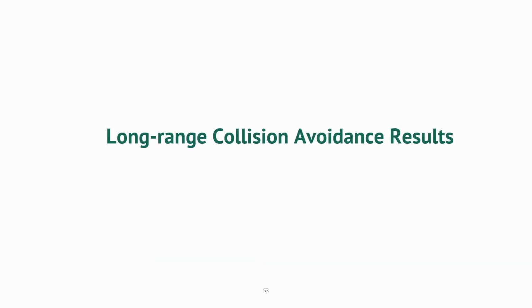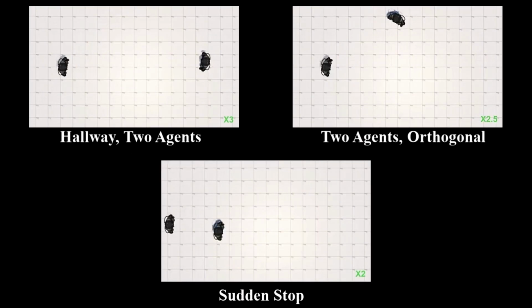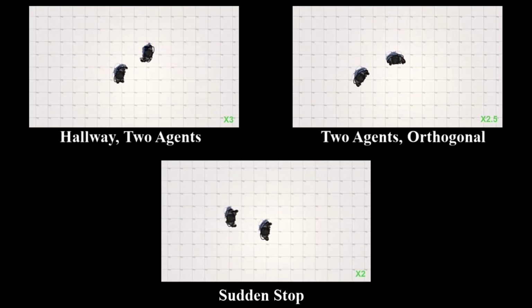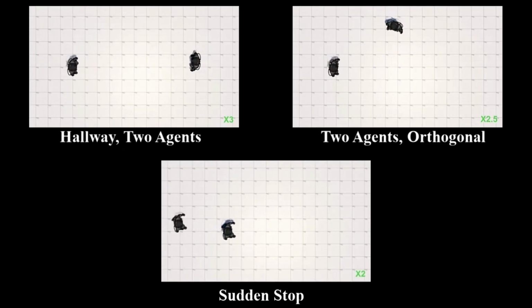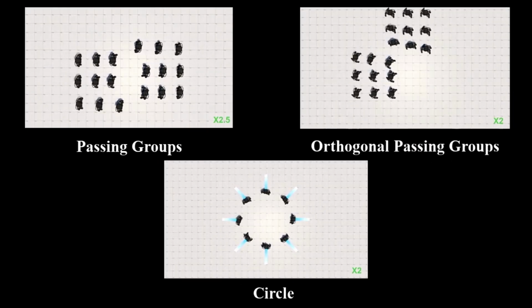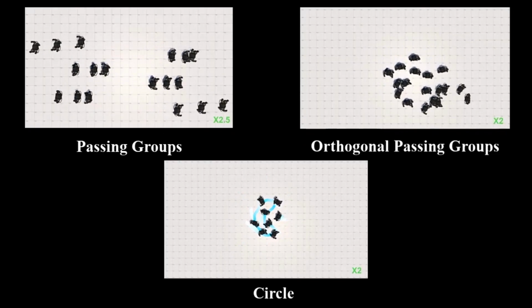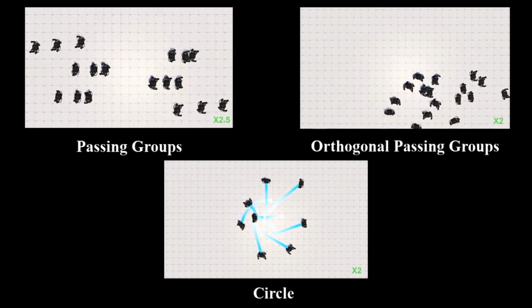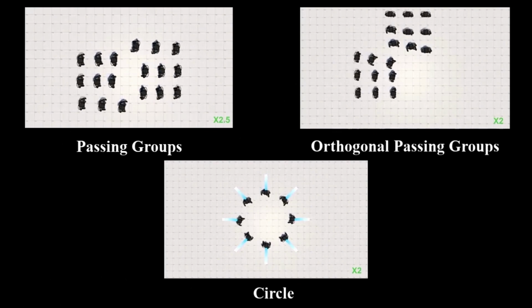For example, let's see some of the results of the long range collision avoidance. We can see that the agents' motion is anticipatory, and the avoidance is larger when they are closer to each other. Here also, we see in the passing, orthogonal and circumference scenarios, agents can anticipate the future collision with each other and resolve such collisions in advance.